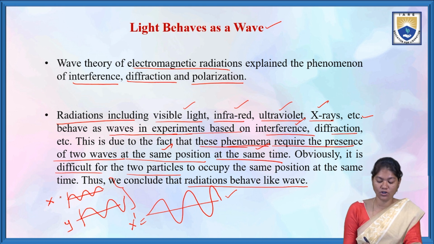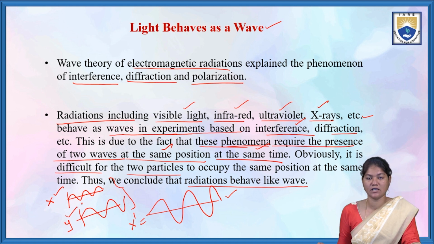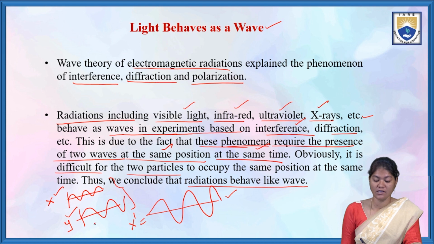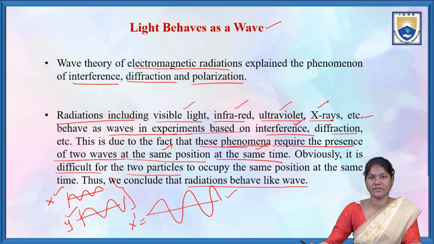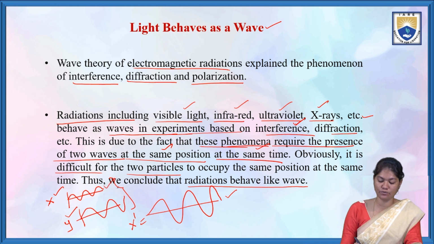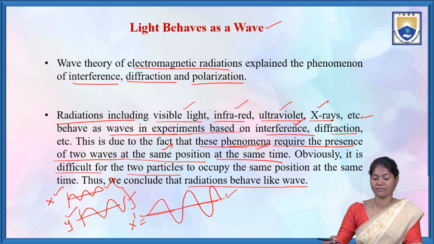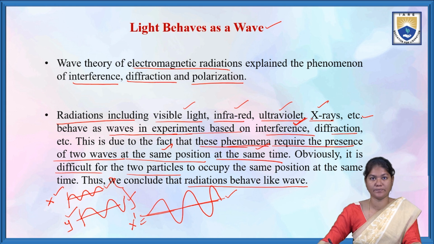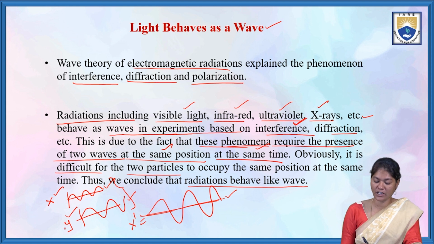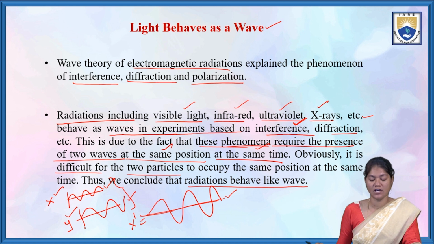So here we are taking two waves. When we are talking about interference, the modification of intensity distribution in the superposition region is called interference. So here we are taking two waves and the resultant wave.